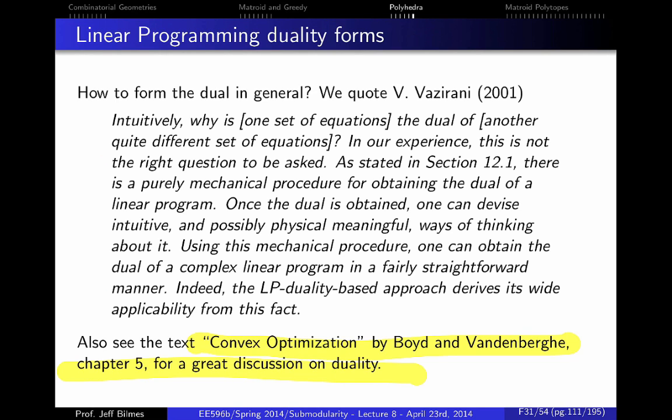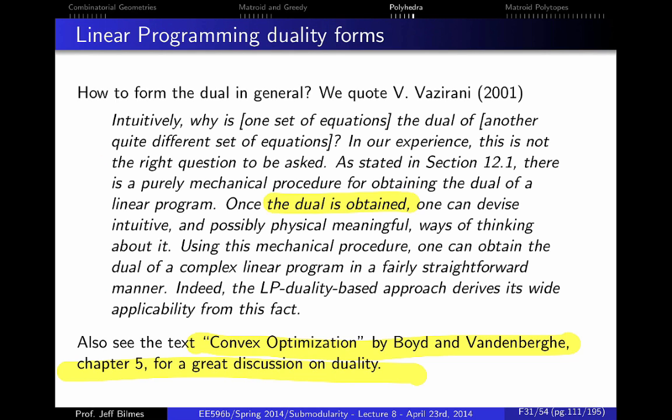But once the dual is obtained via this mechanical procedure, one can devise intuitive and often physical meanings and ways of thinking about the dual. And then using this mechanical procedure, one can obtain the dual of complex linear programs in a straightforward manner. Indeed, the LP duality-based approach derives its wide applicability from this fact.